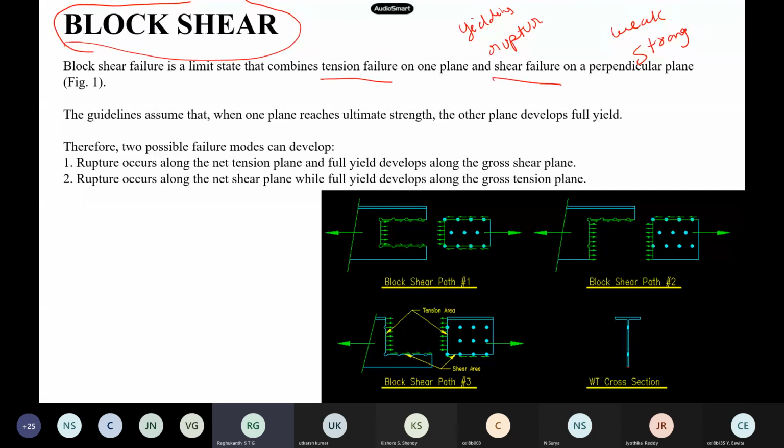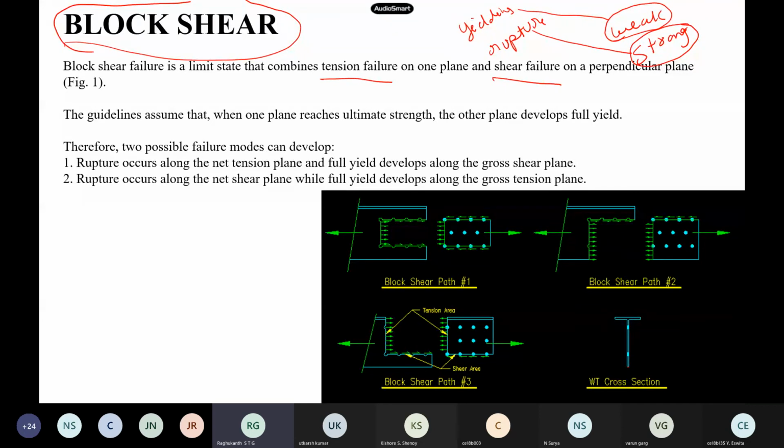Now what happens for a weak plane? How will it fail, and how will the strong plane fail? Yielding happens at the weak plane and rupture happens at the strong plane. Excellent. So why it happens is, the weak plane first starts yielding. Once it starts yielding, stresses get redistributed. Then the strong plane starts taking the stress, and finally, because it is so strong, it ruptures. By the time the strong plane has ruptured, the other plane has already yielded itself.